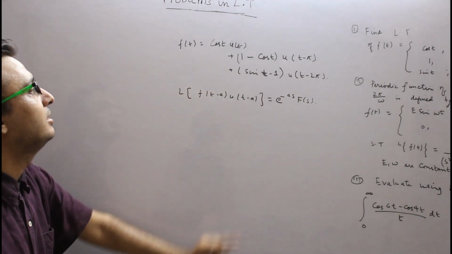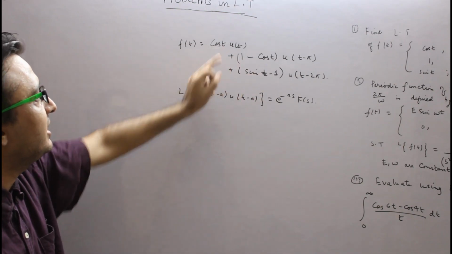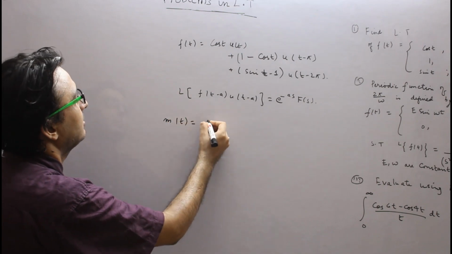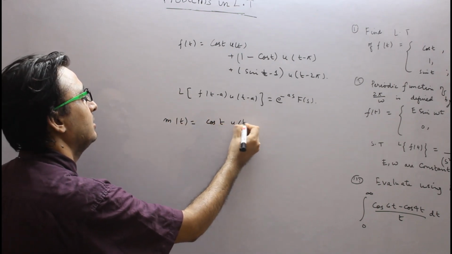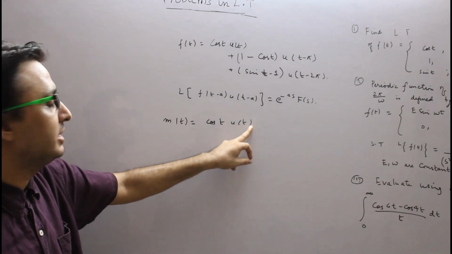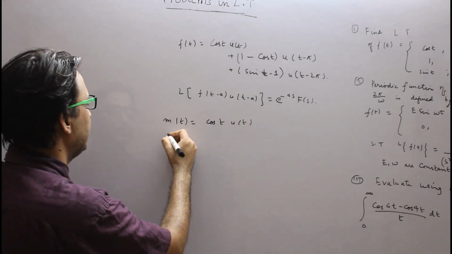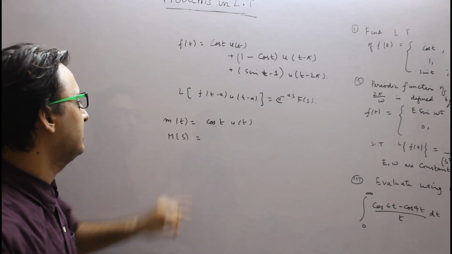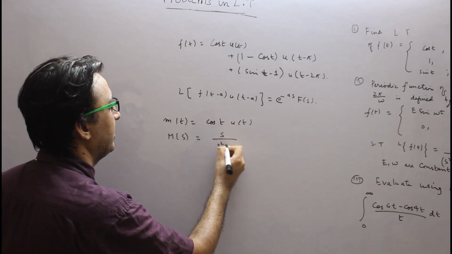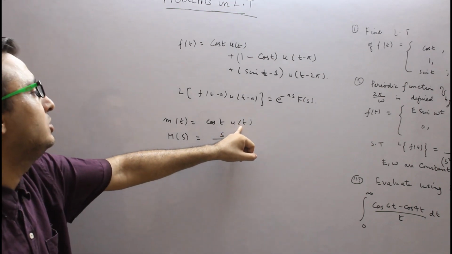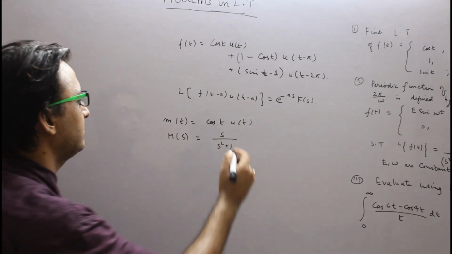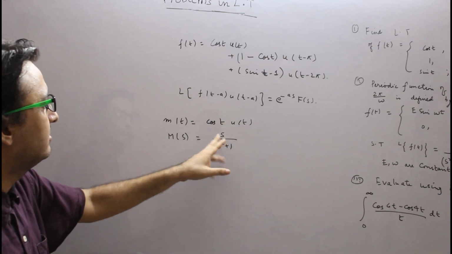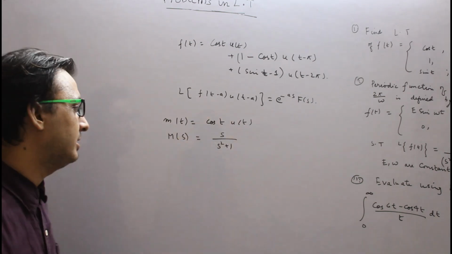Now I will break these functions. If I take, say, m(t) equal to cos t u(t), here a is 0, so no shifting. If I take its Laplace transform, capital M(s), then it is s by s square plus 1, and we know the Laplace transform of u(t) is for the positive values.